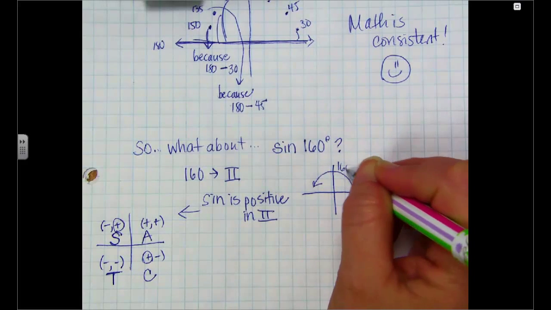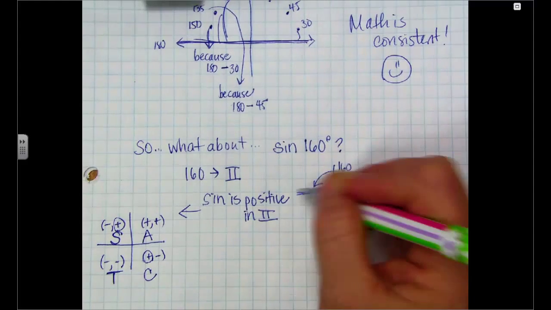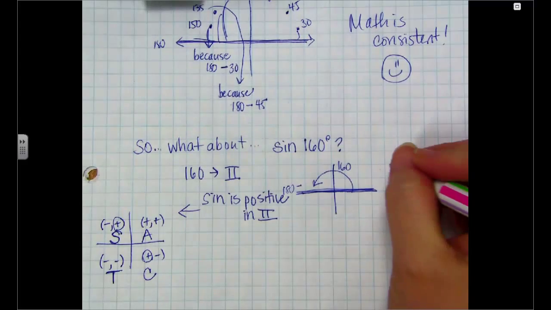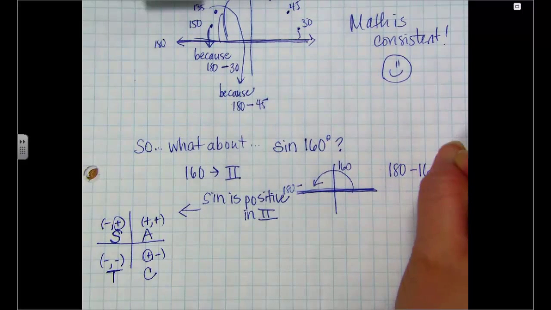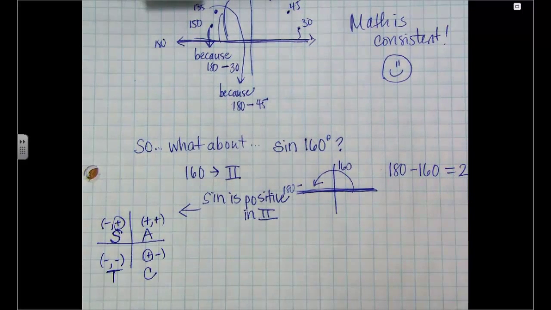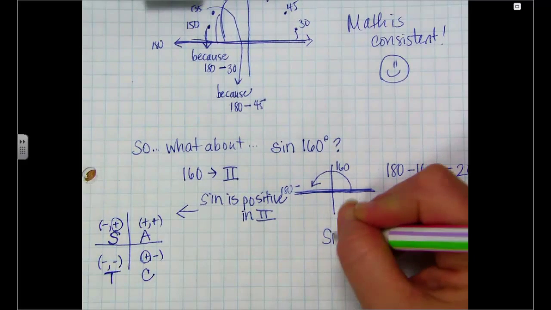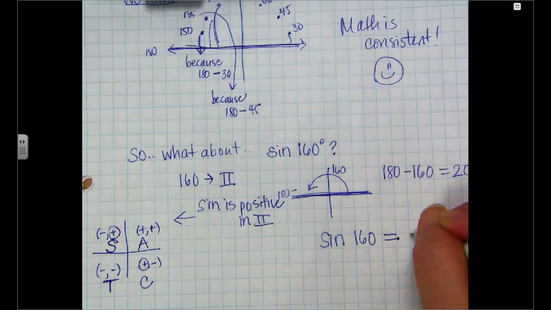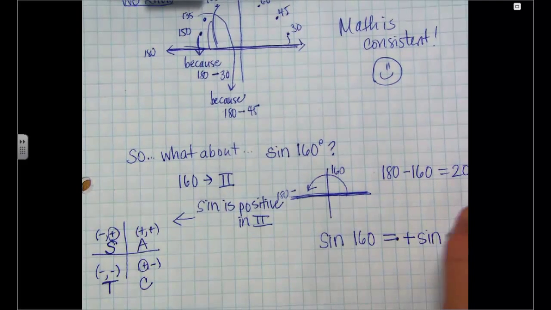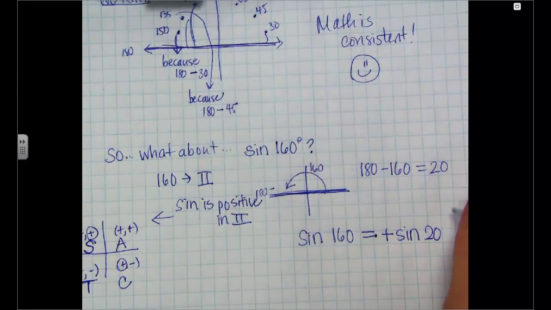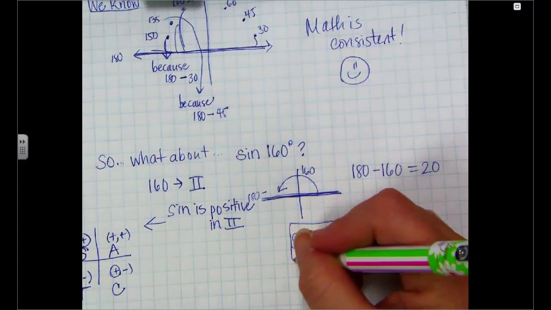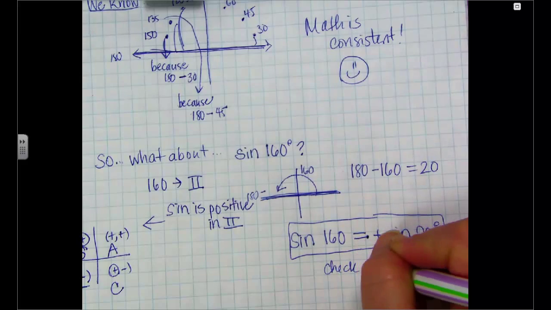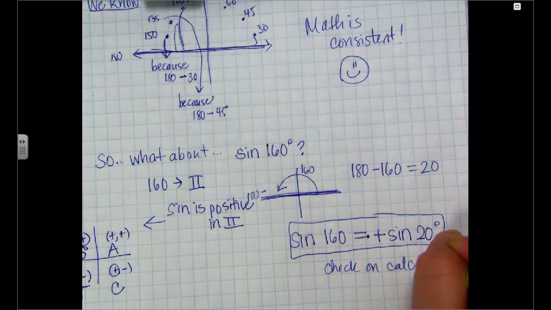So I draw a little picture. There's my 160 degrees. It didn't make it to 180. So to figure out how short it is from 180, I do 180 minus 160, and I get 20. So the sine of 160 degrees is equal to the positive sine of 20 degrees. And notice I put the positive out there as a gentle reminder that sine is positive in quadrant 2.